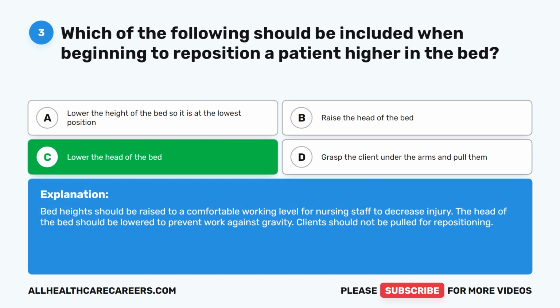Bed height should be raised to a comfortable working level for nursing staff to decrease injury. The head of the bed should be lowered to prevent work against gravity. Client should not be pulled for repositioning.